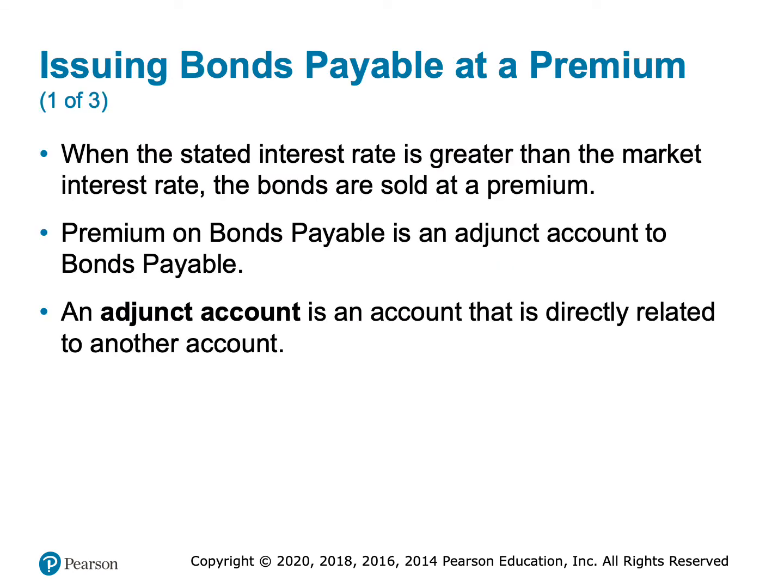Now, if we issue the bond at a premium, what this means is we're receiving more than $100,000 for our $100,000 bond. So instead of using the discount on bonds payable account, we'll use an account called a premium on bonds payable. The premium on bonds payable account is what we call an adjunct account. An adjunct account has the same normal balance. So in this case, premium on bonds payable will have a normal credit balance. And on the balance sheet, it will increase the bonds payable, not decrease it.